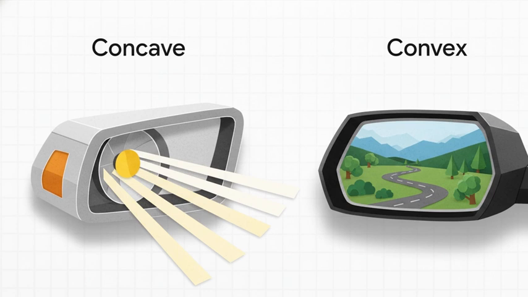So why does any of this matter? Well, you see it every day. The headlights on a car use a concave mirror to shoot out a strong, parallel beam of light. Dentists use them to get a magnified view of your teeth. And the rearview mirror on that same car, that's a convex mirror, giving the driver a really wide view so they can see everything behind them safely.